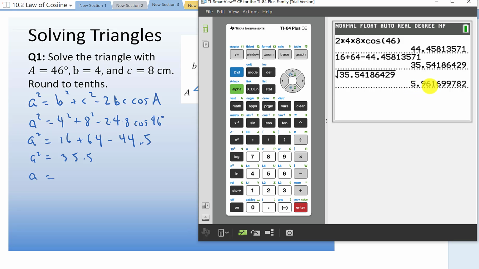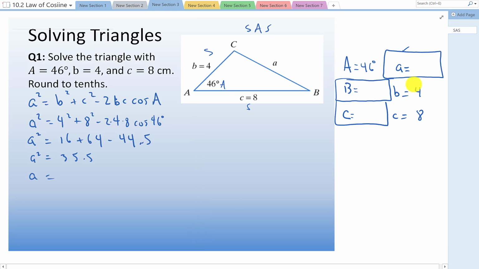So I'll take the square root, and I'll be done of this whole answer and enter that, and I get 5.96. Now it did say round it off to the tenths. So the 9 is in the tenths place, but the 6 after that says round it up. So this is going to be 6.0 centimeters. So we just found the side is 6.0 centimeters. Okay, next we need the angles.